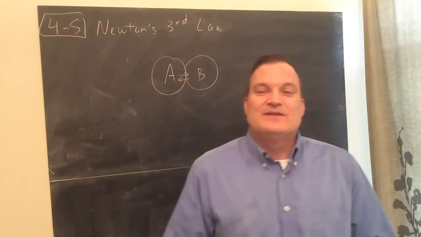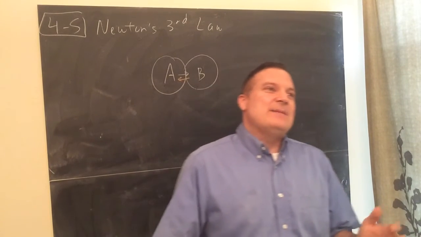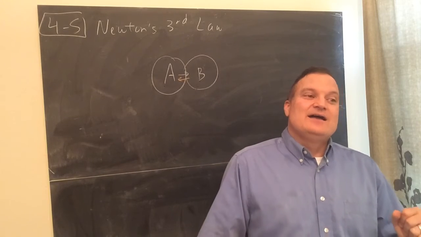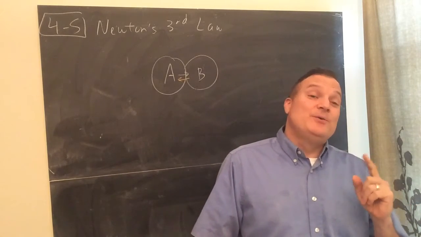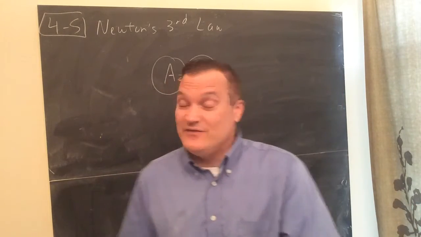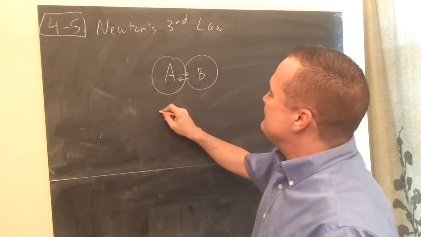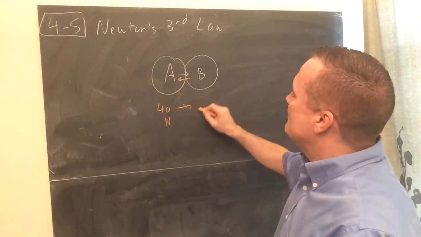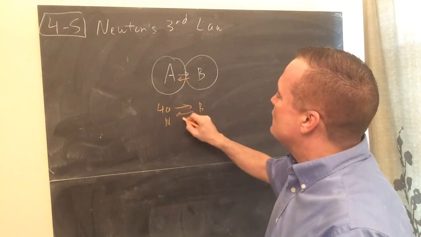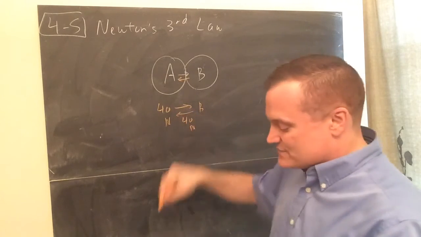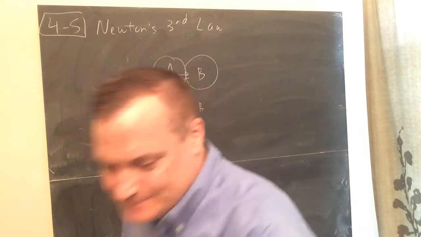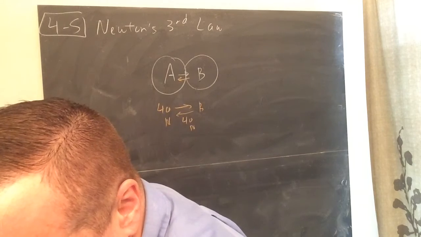So what does that mean? If someone runs into you and they hit you with a force of 40 pounds, that means you also are putting a force of 40 pounds back on them. If A puts a 40 Newton force on B, at the same moment, B is putting a force of 40 Newtons backwards on A. Now, this is a neat thing. We can see this happening, or you can kind of understand it.